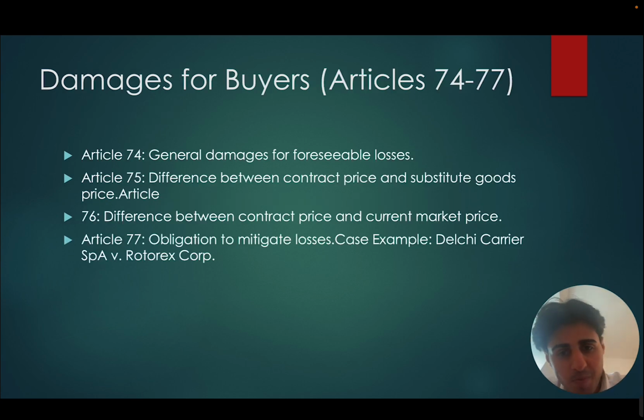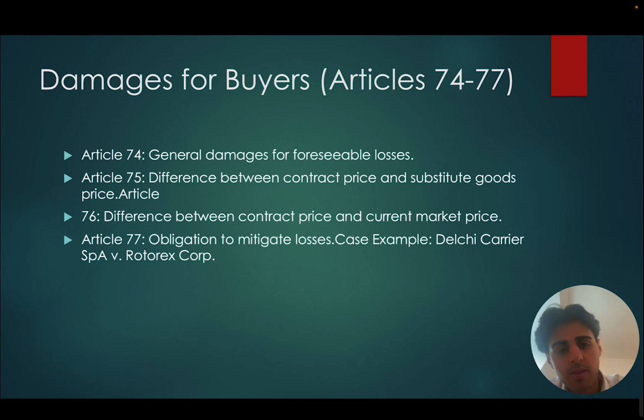Next up, we cover Articles 74 to 77, regarding the damages for buyers. These articles of the CISG outline the framework for claiming damages due to breach of contract. Article 74 specifically provides for general damages, allowing buyers to claim for losses suffered due to the seller's breach, including loss of profit, as long as these losses were foreseeable at the time of the contract's conclusion.